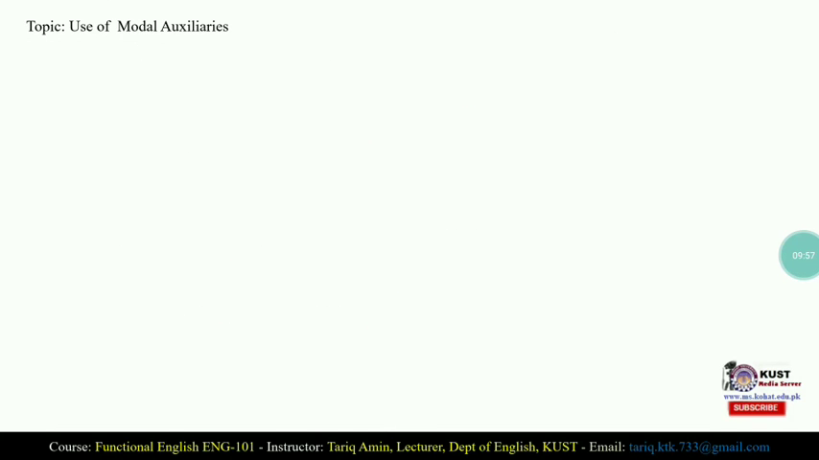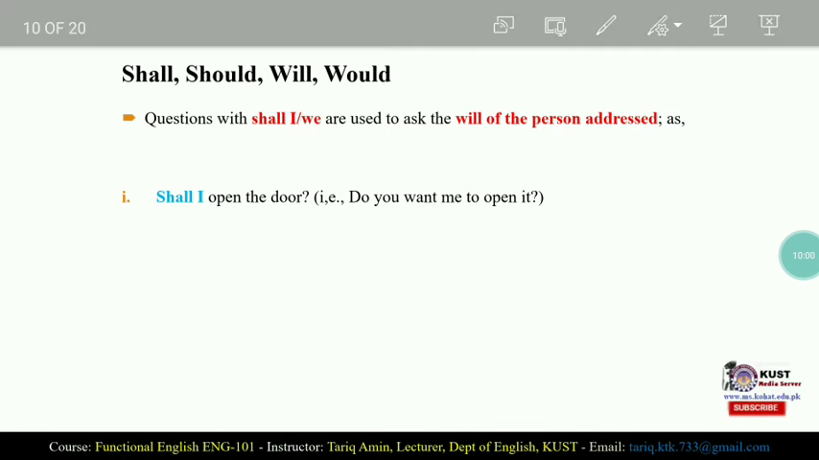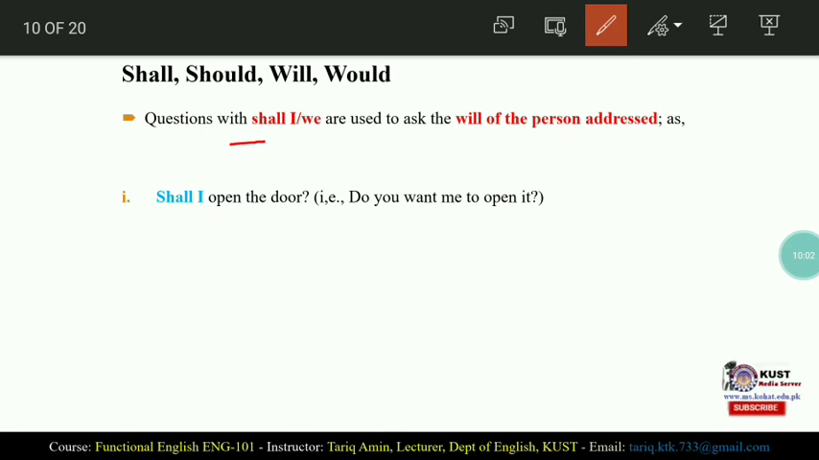Questions with shall we or shall I are used to ask the will of the person addressed. When you start your question with shall we or shall I, actually you want to ask the will of the person addressed. For example, shall I open the door? We can see that this interrogative sentence starts with shall I, and the speaker wants to ask the will of the person addressed. Do you want me to open it?